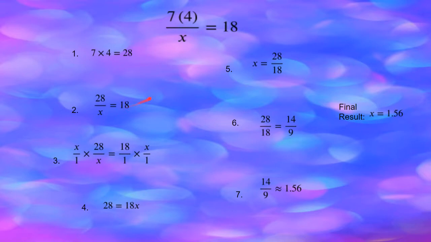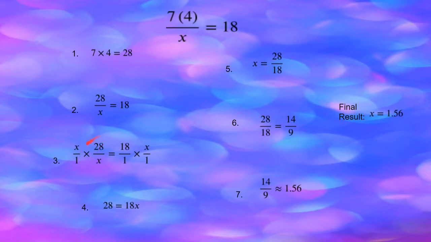So the next thing you want to do is get rid of the x on this side because it's being divided and we don't want that. To make it easier, we're going to multiply it by x over 1, but make sure you multiply each side by x over 1. So you should get x over 1 times 28 over x.